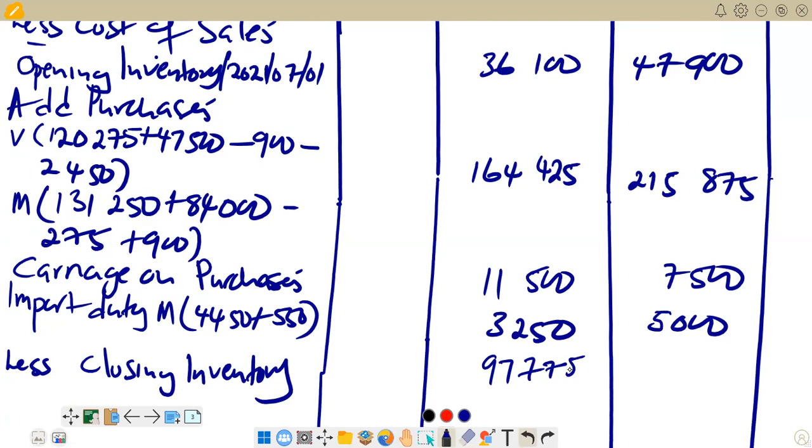775. And then we have got for meat, we have got 91,600. And remember, these figures we are saying less, so we are subtracting. So we show by brackets that we are subtracting. So this is what we have in terms of the formula for calculating cost of sales.